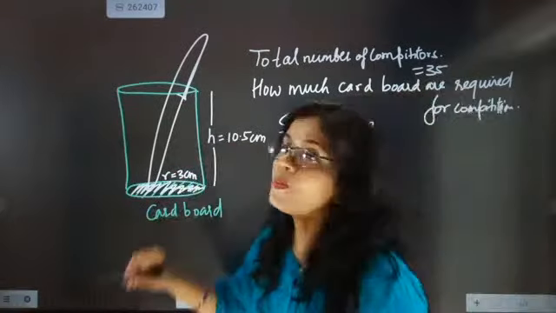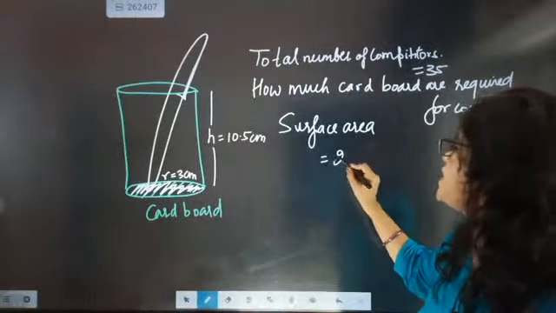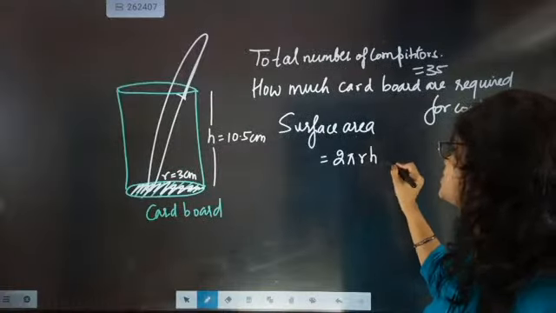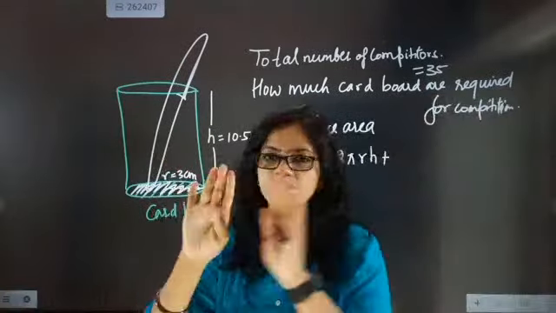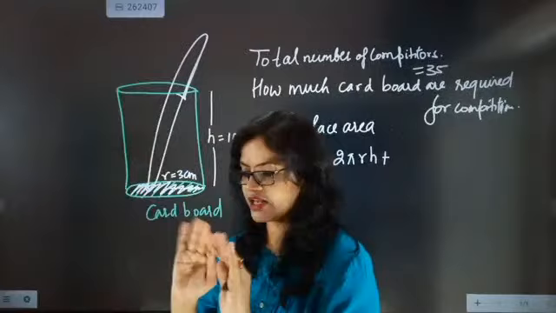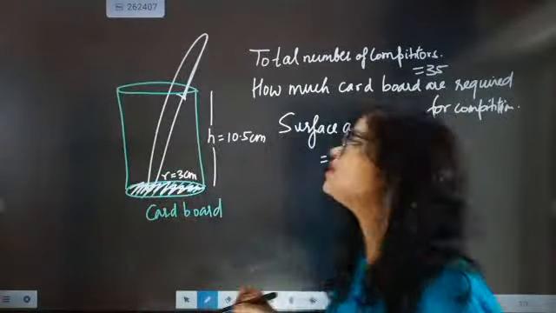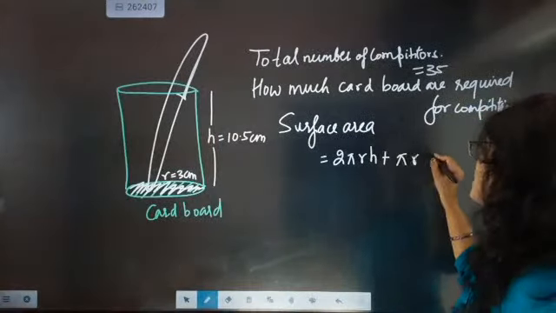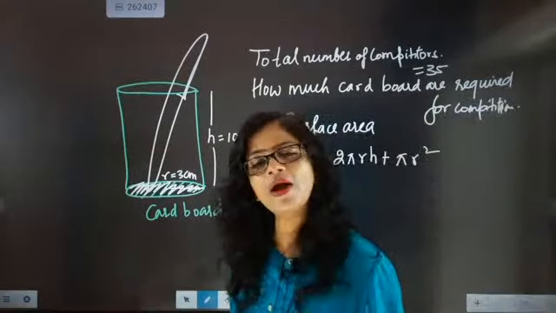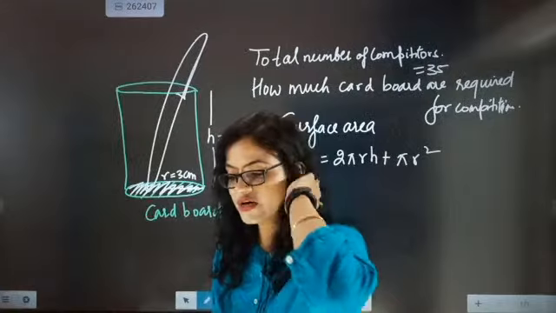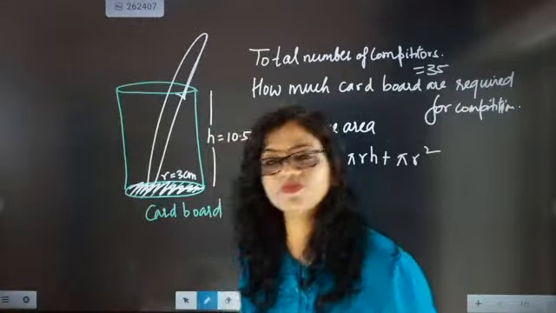The surface area will be 2 pi RH. What will be the surface area? 2 pi RH plus, that is the curved surface area. Now curved surface area along with the base, and the base will be in the form of a circle, so it will become pi r square. So that is 2 pi RH plus pi r square.